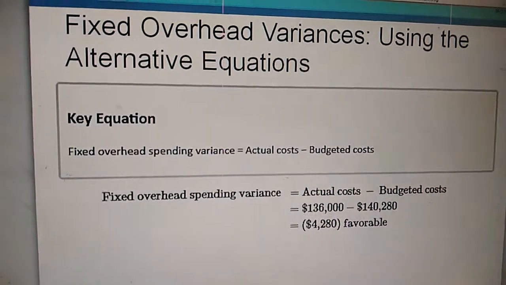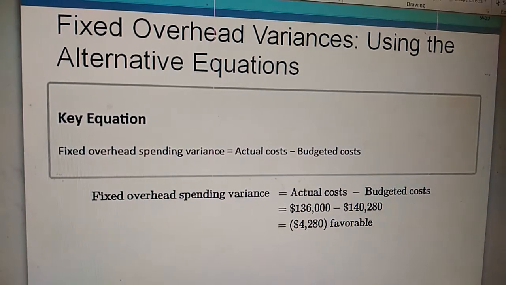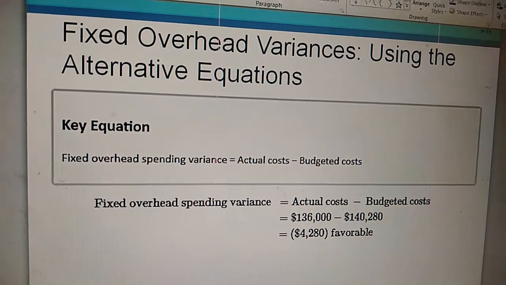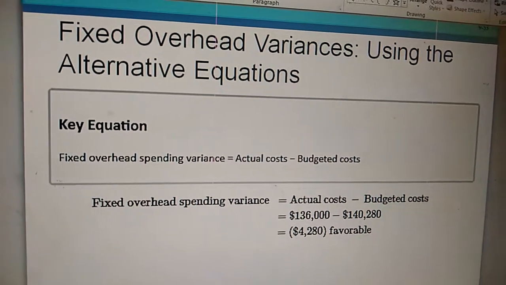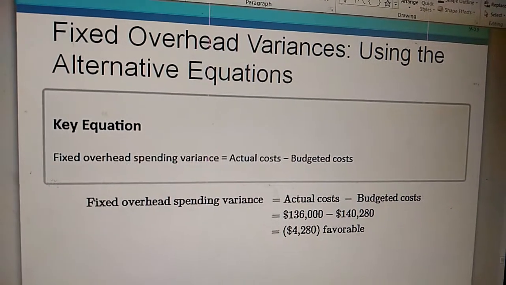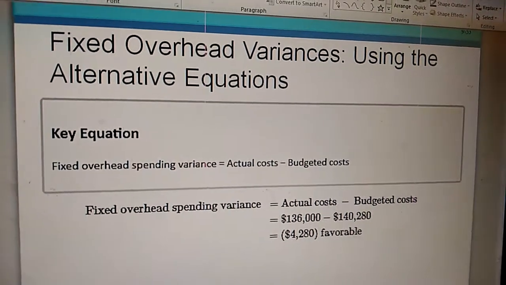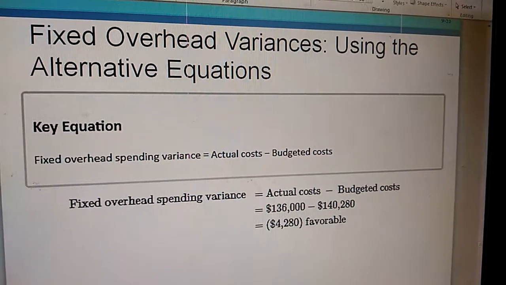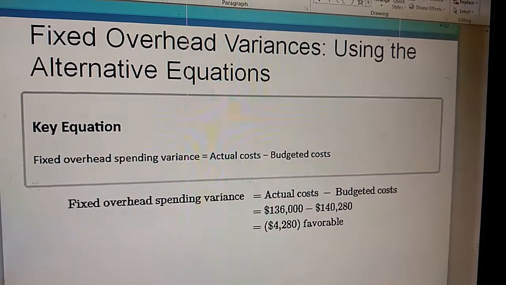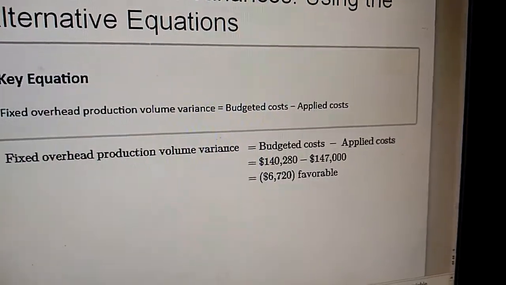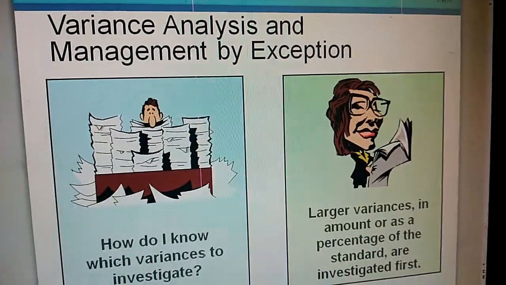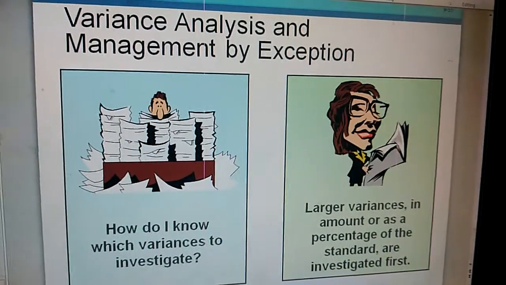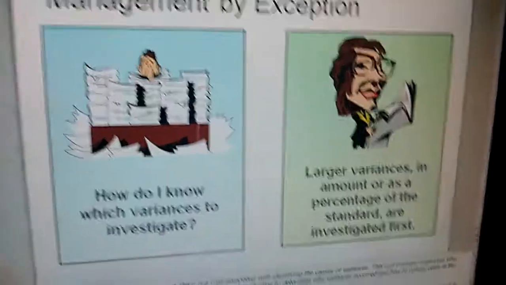Okay. So this is the other way of getting the fixed overhead variance using the alternative equation. The key equation: fixed overhead spending variance is equal to actual cost minus budgeted cost. In the previous slide, the actual cost is $136,000 minus the budgeted cost of $140,280. The difference is $4,280. The variance is considered favorable. Okay, so let's take a look at variance analysis and management by exception. How do I know which variance to investigate? Larger variances in amount or as a percentage of the standard are investigated first.